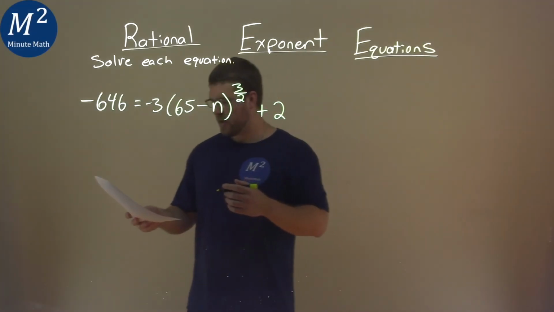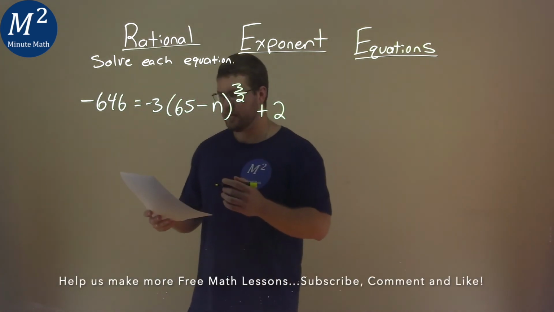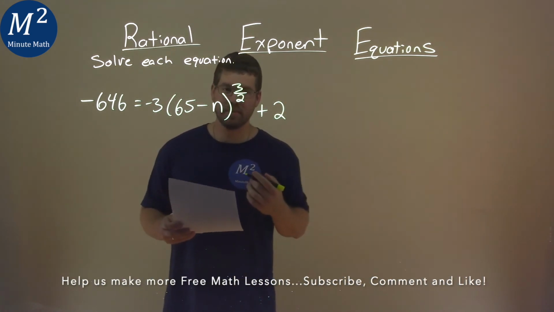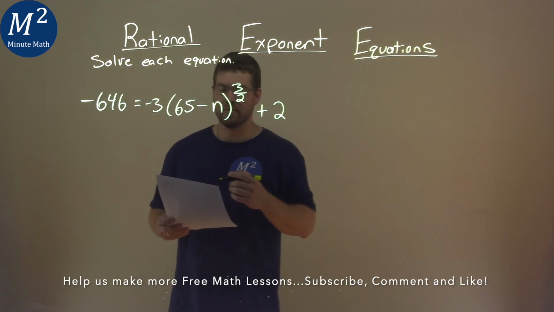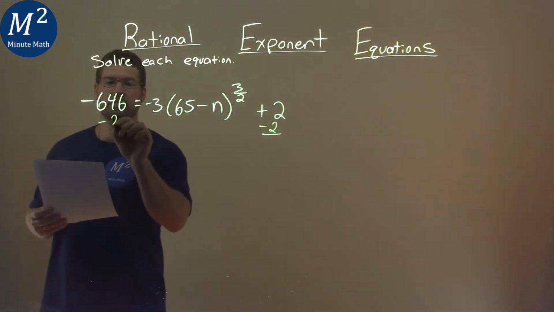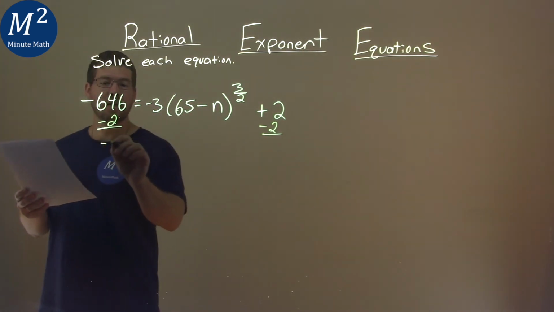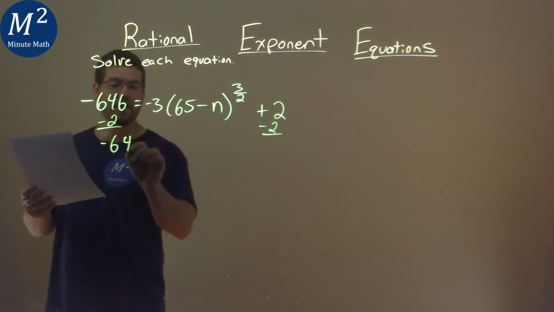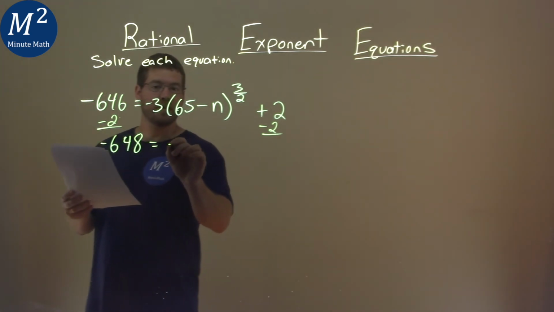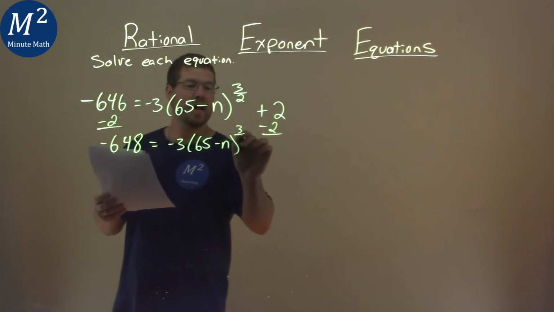We're given this problem right here. Negative 646 equals the negative 3 times 65 minus n to the 3/2 power plus 2. And we've got to solve this equation. First thing I'm going to do is subtract a 2 from both sides. Negative 646 minus 2 is a negative 648. Then we bring down the rest. Negative 3 times 65 minus n to the 3/2 power.